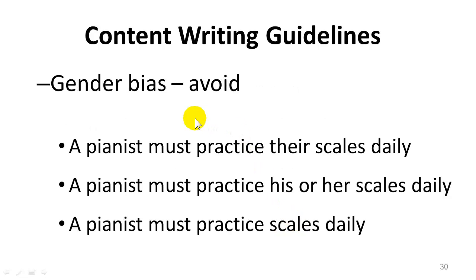Another principle for good content writing guidelines: try to avoid gender bias. Here we have three different variations of the same idea. A pianist must practice their scales. There is not necessarily a good choice. A pianist must practice his or her scales. Here again, we're throwing in the genders. It just gets hard to read and to even say. A pianist must practice. So if you can avoid the pronouns indirectly, try to do that.